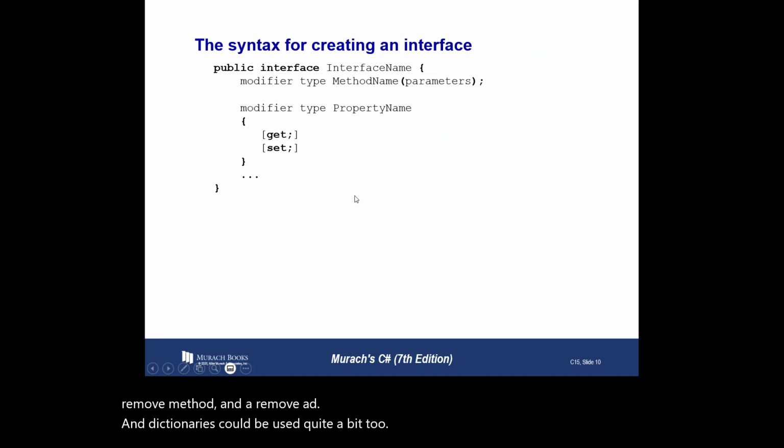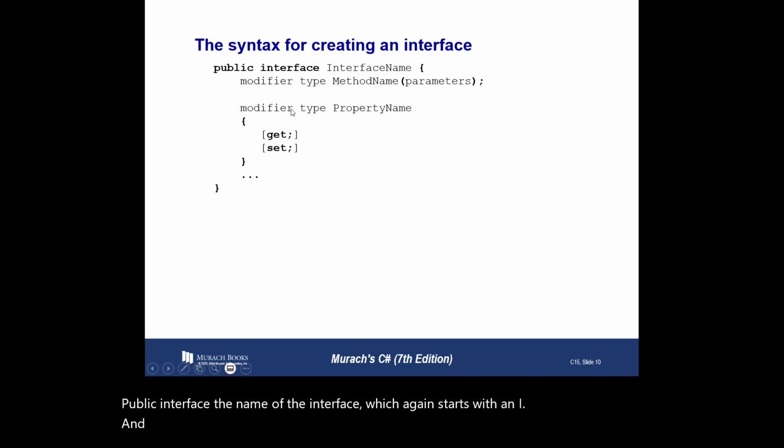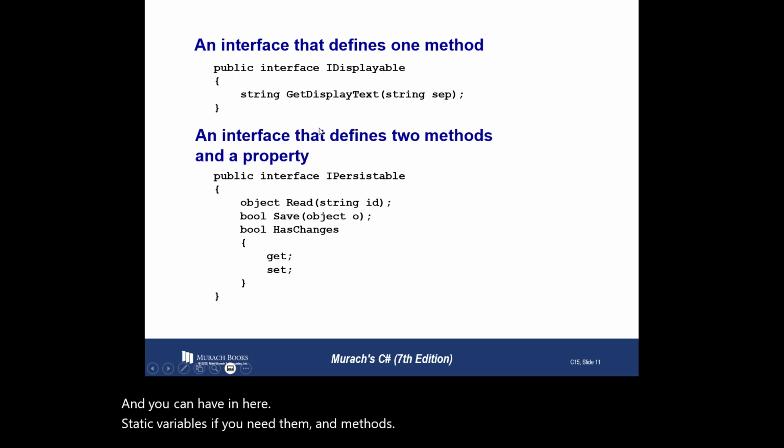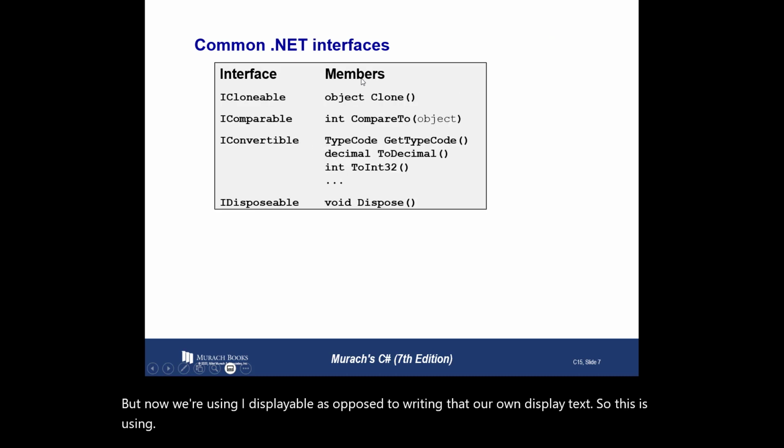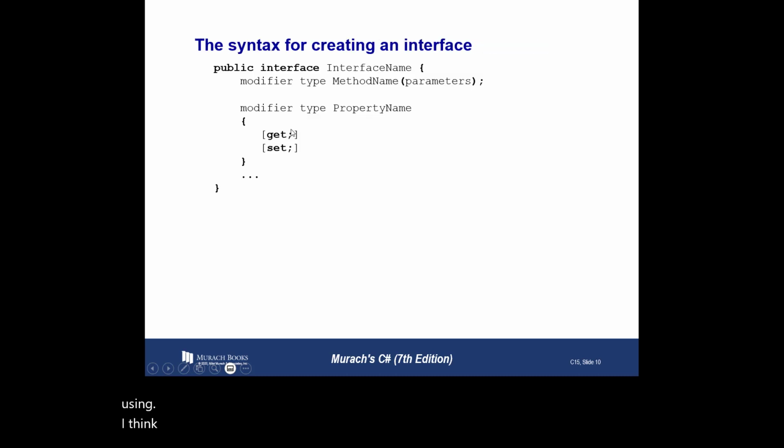All right? So when you create an interface, as it says here, public interface, the name of the interface, which again starts with an I, and you can have in here static variables if you need them, and methods. This was the simple example that they showed earlier. But now we're using the IDisplayable as opposed to writing our own display text. I think that's one of the built-in methods, the IDisplayable.